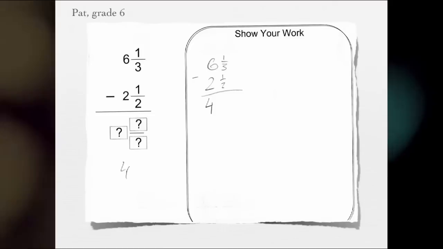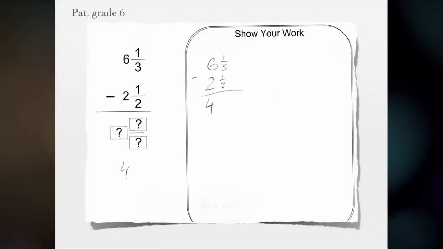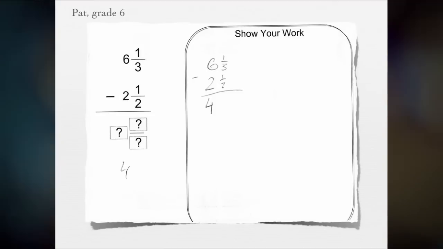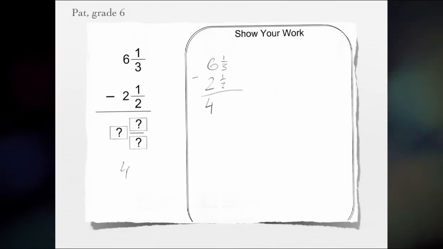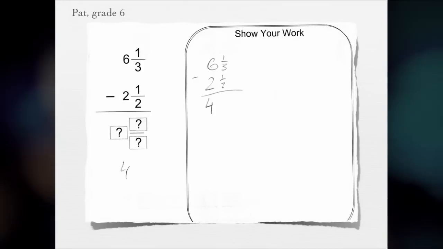6 1/3 minus 2 1/2, 4. I have no idea what to do. 1 minus 1 is 0. There's nothing there. 1/3 minus 1/2? Can't do that, right? So Pat, as you dig a little bit, and all of a sudden you find that Pat doesn't get it. And our tendency there is to say, oh, we just have to teach Pat how to borrow with fractions or something. But that's not it, because if you really understood that, you'd know this does not make sense.